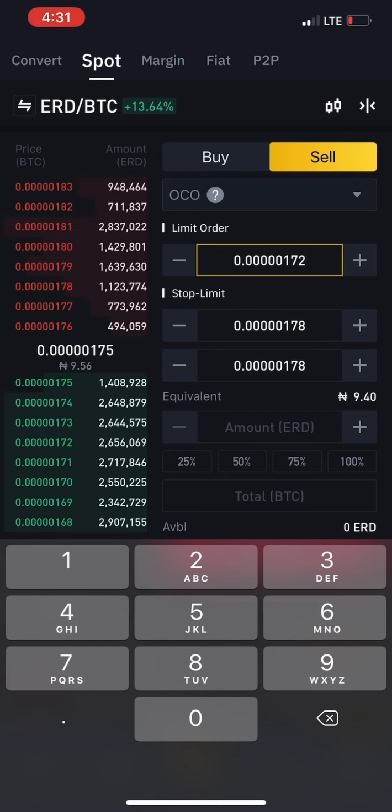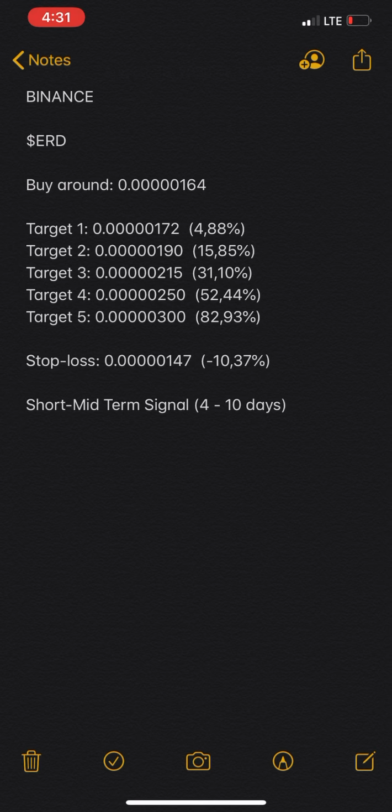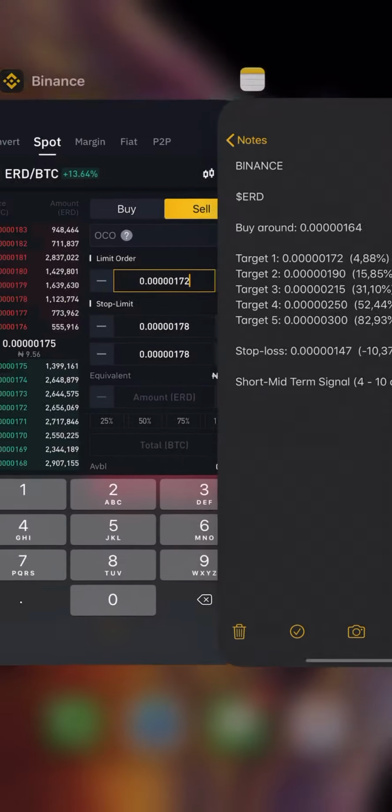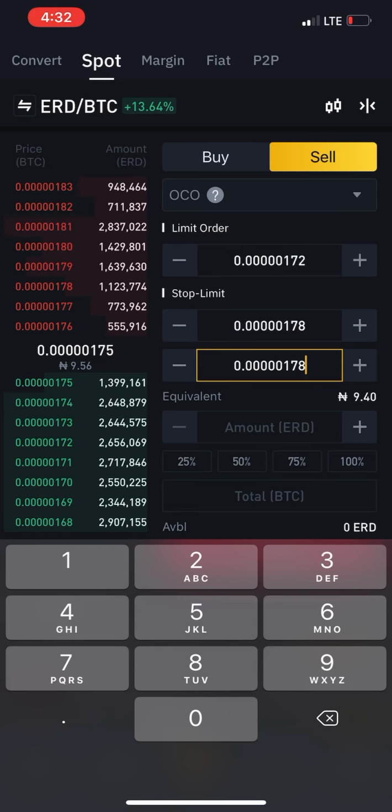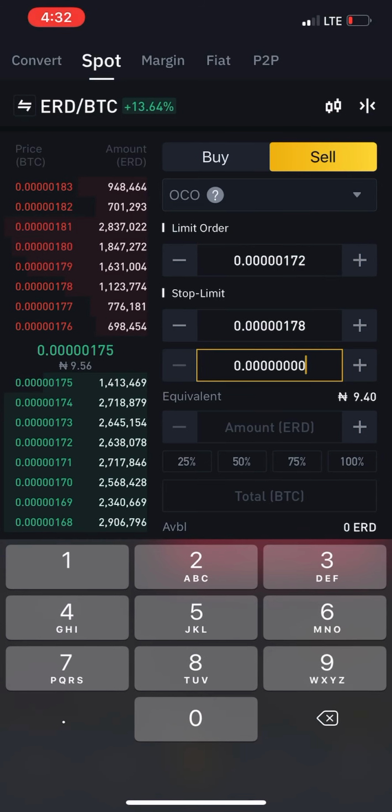172. So now look at our stop loss. The stop loss is telling us that we should sell at a stop loss of 147 if the market is going against us. So I will now come to this last plate and put 174. This is where I'm going to explain to you about OCO.